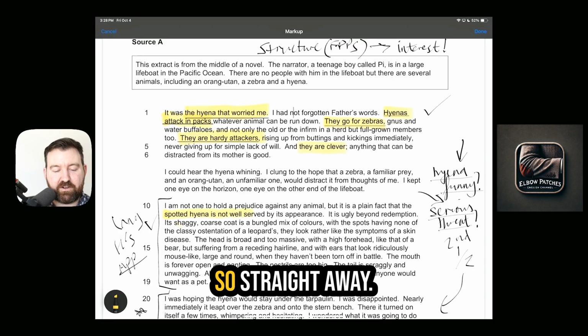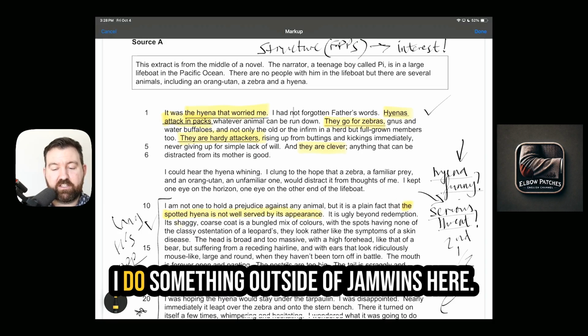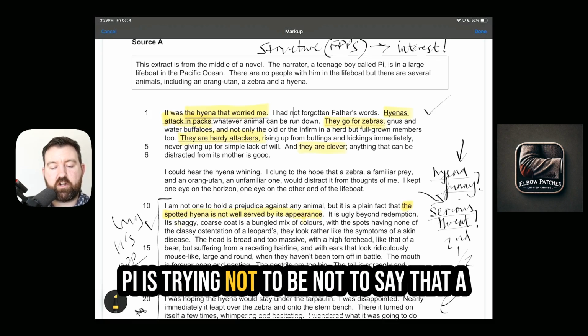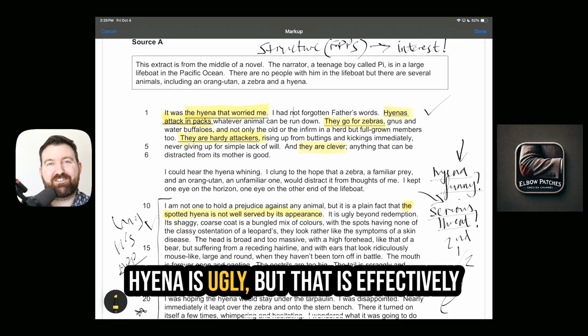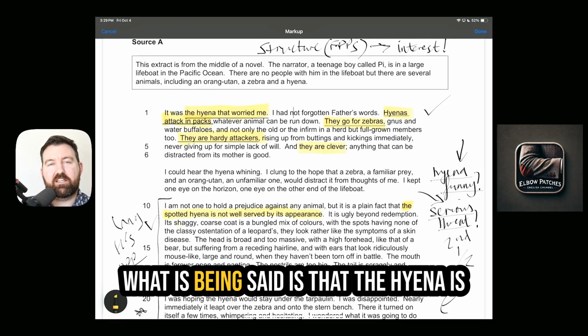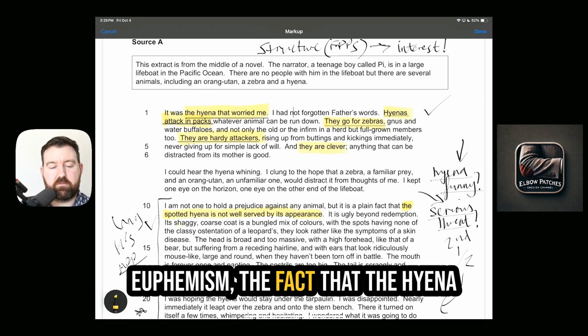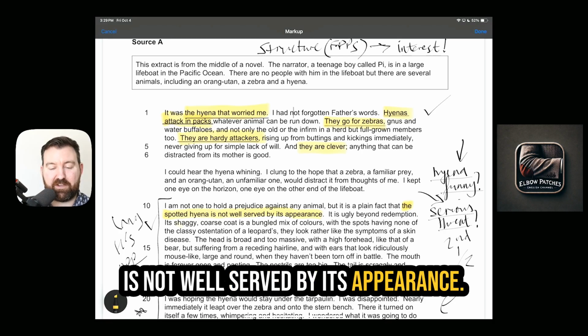Okay. So straight away, I do something outside of Jam Wins here. This is a euphemism, right? Pi is trying not to say that a hyena is ugly, but that is effectively what is being said, that the hyena is an unattractive animal. And that is a euphemism, the fact that the hyena is not well served by its appearance.